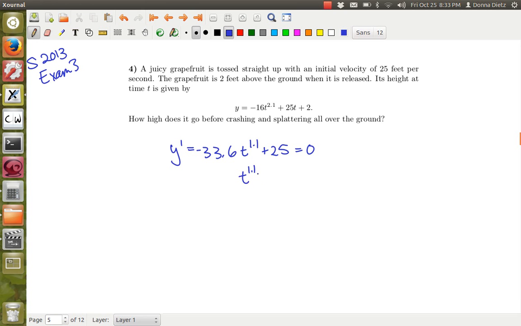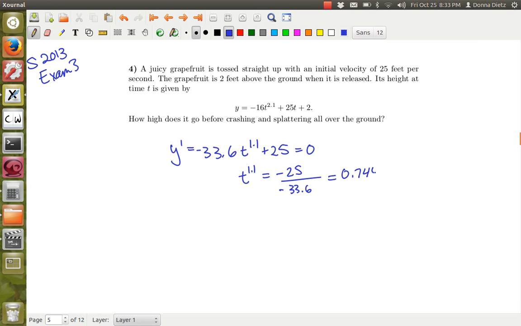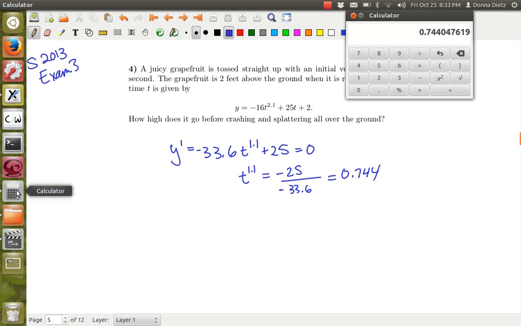t to the 1.1 is equal to, I'm going to put the 25 on the other side. That's going to introduce a negative sign. Then I'm going to divide by 33.6, but there's a negative there, so they cancel, right? So you get 25 divided by 33.6 equals 0.744, whatever. Okay, that's good enough.